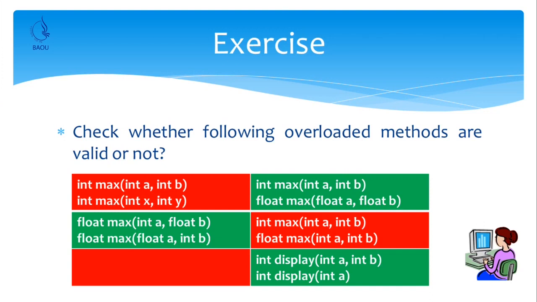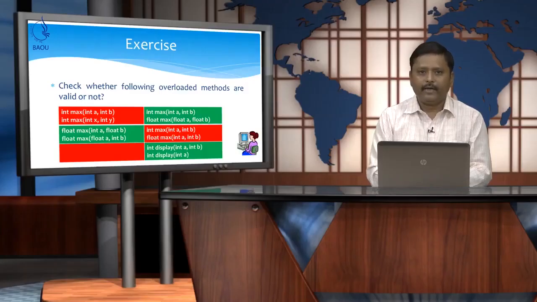Still, the compiler can distinguish between these two because the number of arguments is the same, their types are the same, but the sequence is different. So, the compiler can easily determine which method to call based on the arguments provided. So, this is also a valid definition.